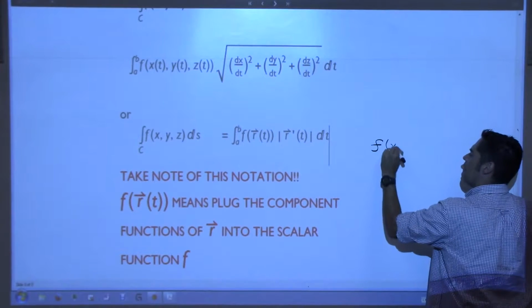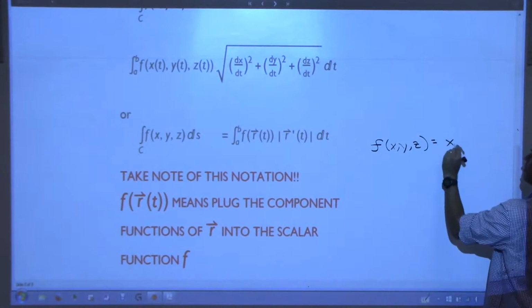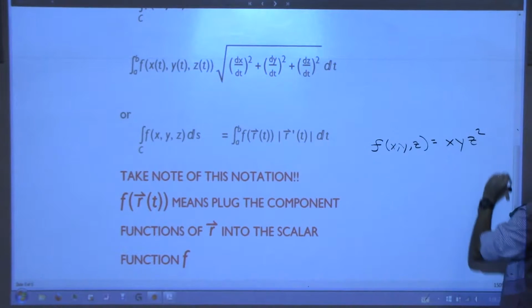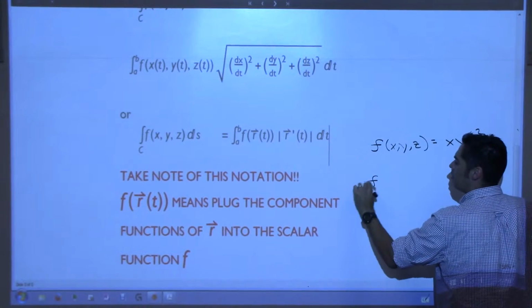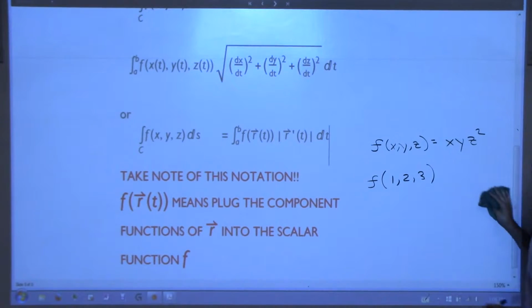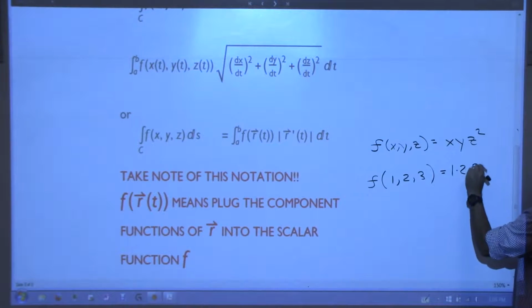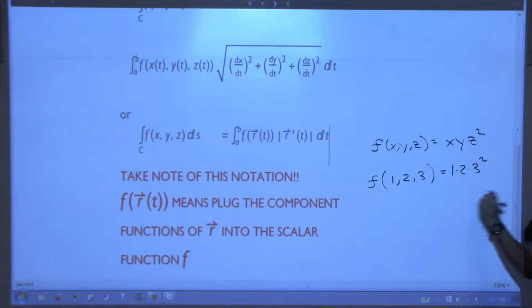Look, if I give you a function of 3 variables, and I tell you it's x times y times z squared, I think everybody is comfortable with me saying plug in 1, 2, 3, right? If I say plug in 1, 2, 3, everyone would say, oh, okay, that's 1 times 2 times 3 squared, right? That's what that would be. And so your answer would be what, 18?